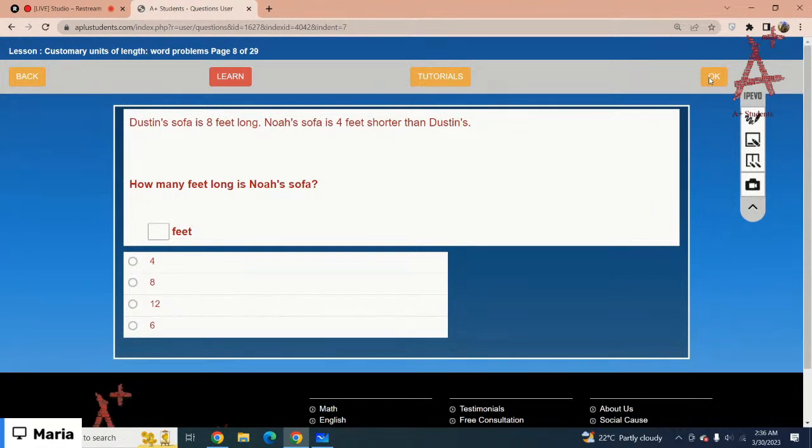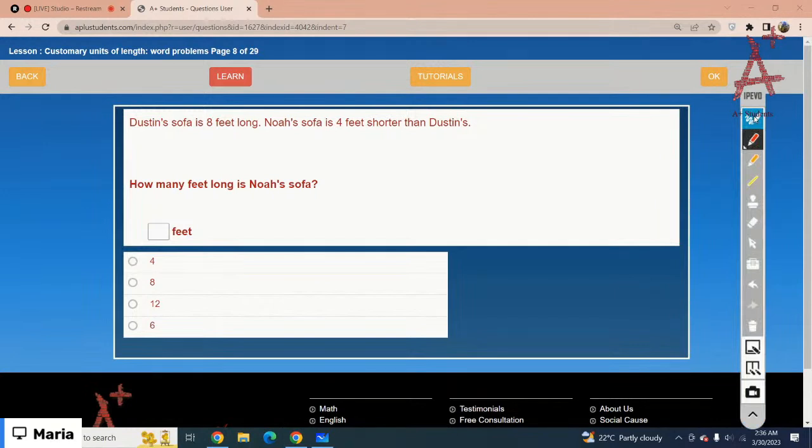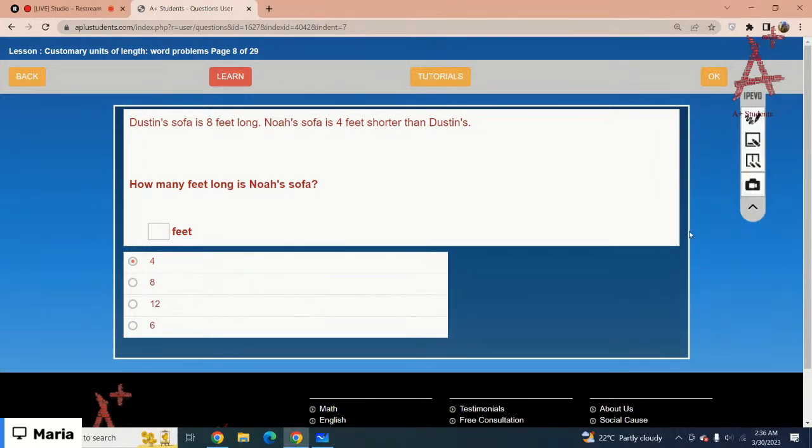Okay, Dustin's sofa is 8 feet long. Noah's sofa is 4 feet shorter than Dustin's. So Dustin's sofa is 8 feet long. Got it? Here you have 8 feet. And Noah's sofa is 4 feet shorter. For shorter, you have to subtract. You need to do 8 take away 4, and 8 take away 4 equals 4. Got it? That means the length of Noah's sofa is 4 inches, 4 feet, sorry. Not inches, it would be 4 feet.